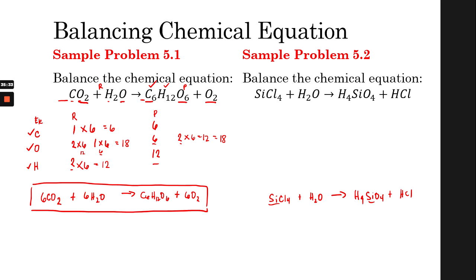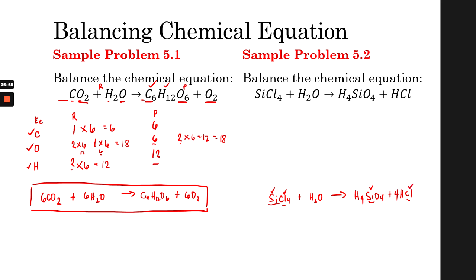Then I'm going to check my chlorine next. I have 4 chlorine here, and I only have 1 chlorine on my product. So that tells me I should at least put 4 here. That gives me 4 chlorine now. So I have my chlorine balanced and I have my silicon balanced.